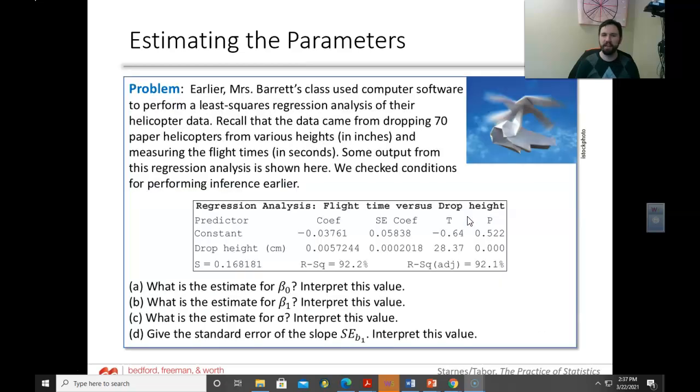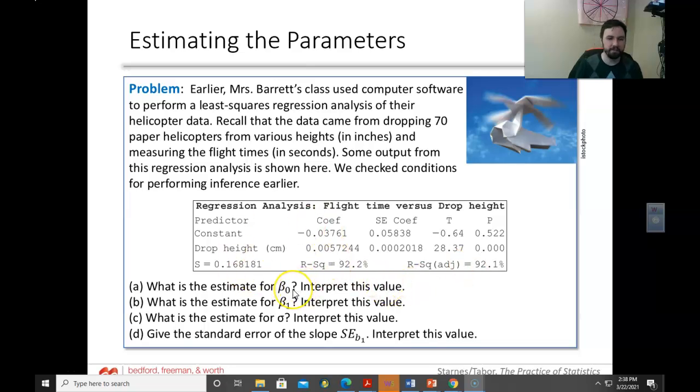Alright, so we're dropping those helicopters again, right? Pause this and read it, and we're going to go through each question. Read it, learn it, love it. So they're dropping 70 paper helicopters. They're looking at whether height and flight time are correlated and if you can estimate one off the other. So we have our constant coefficient, T, and P. Our drop height coefficient, remember that's your actual slope right here. Our standard error coefficient, our T, which is not the T you're thinking of, and our P. We're going to talk about that later.